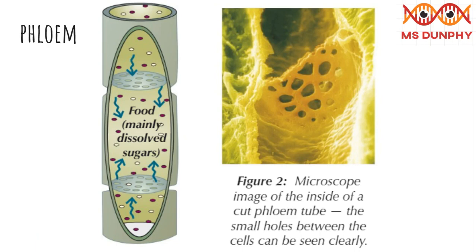Phloem tubes are made of columns of elongated living cells with small pores in the end walls to allow cell sap to flow through. Cell sap is a liquid that is made up of the substances being transported and water. Phloem tubes transport food substances, mainly dissolved sugars made in the leaves, to the rest of the plant for immediate use or for storage. The transport goes in both directions, from the leaves down to the roots and from the roots up to the leaves. This process is called translocation.